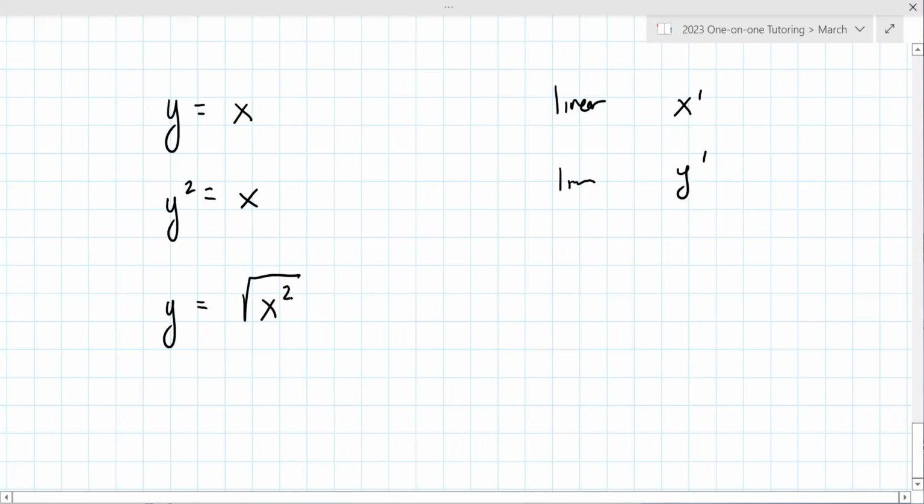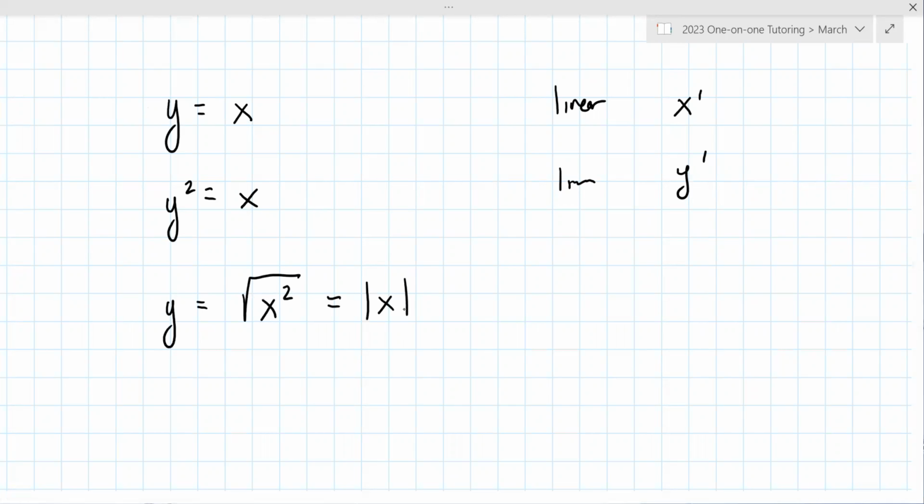Square root of x squared. Yes, that sounds linear. Well, it's actually the absolute value of x. So this one is uncertain for me how to tell you how to proceed. It's not linear, it's a piecewise function.